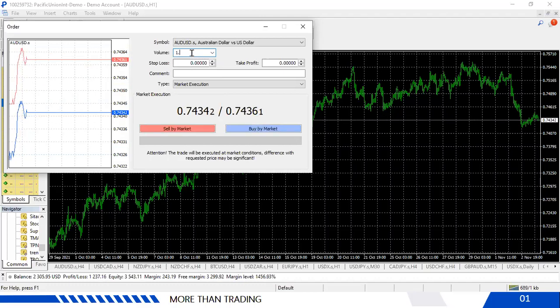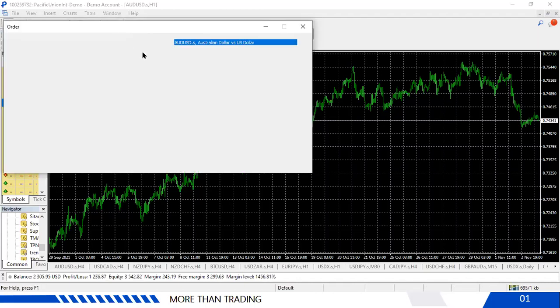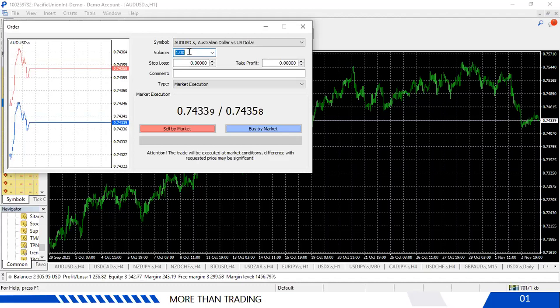You can change it to 1.00. You can change the lot size to 0.15 or 1.4. You can change it to 0.04 or 0.03. So this is where you change your lot size. This is the volume, and that is where you change your lot size.